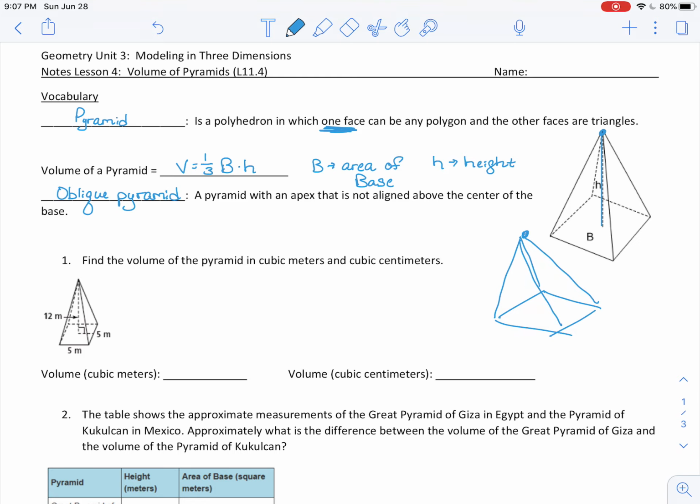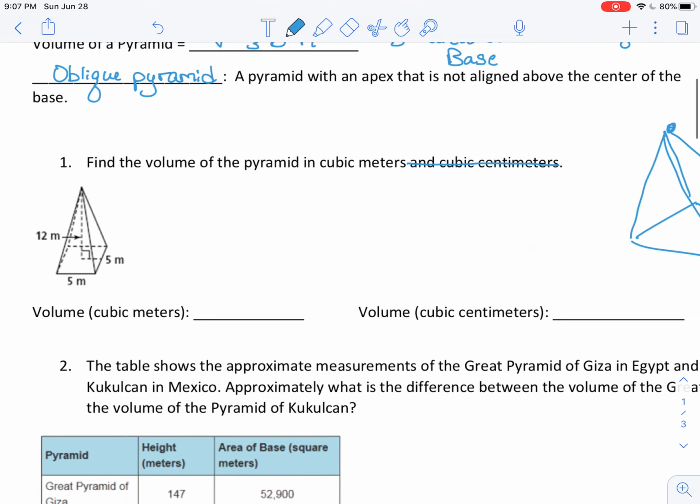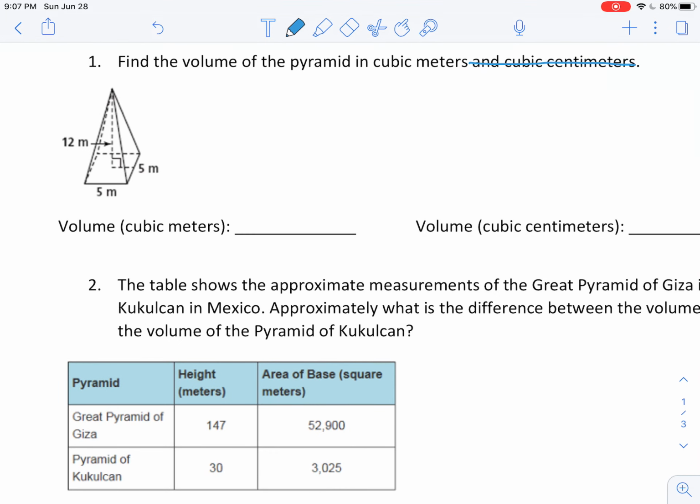So we're going to find the volume. Pretty sure we're just going to skip this part here where it has us convert, because I know it's not in any of your homework, so I'm going to assume he's not going to put it on any of the quizzes or tests. So we're going to find the volume, and we're going to do this in cubic meters, and we're going to skip this portion of it.